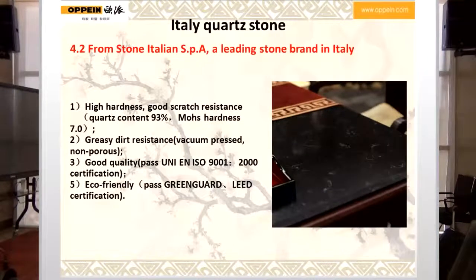It's from a stone brand in Italy, a leading stone brand in Italy. High hardness, good scratch resistance. The quartz content is 93%, and the Mohs hardness is 7. Acid and alkali resistance. Vacuum pressed, non-porous. Good quality, and passes this certification. Eco-friendly.